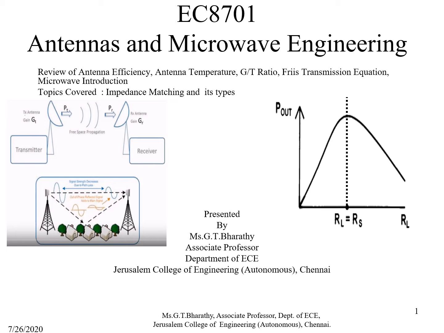In today's class, we will see the review of previous class topics, that is the antenna efficiency, antenna temperature, G by T ratio, Friis transmission equation, and the introduction to microwaves. And in today's class, we will cover a new topic named impedance matching and its types.